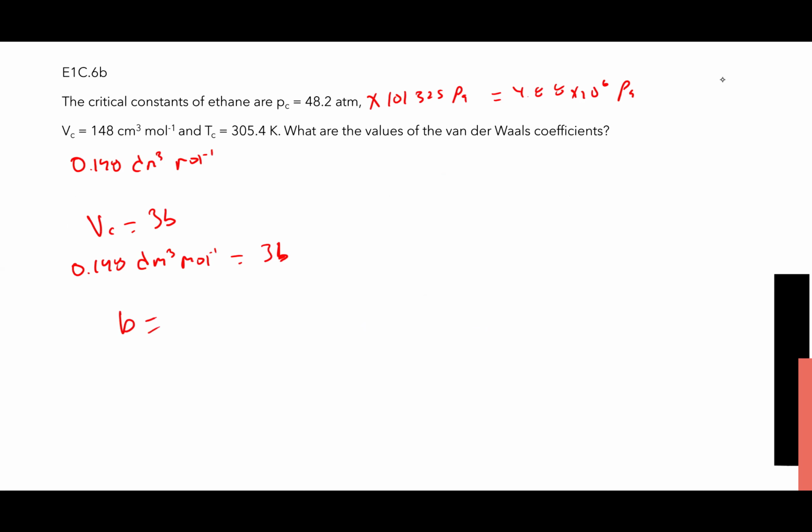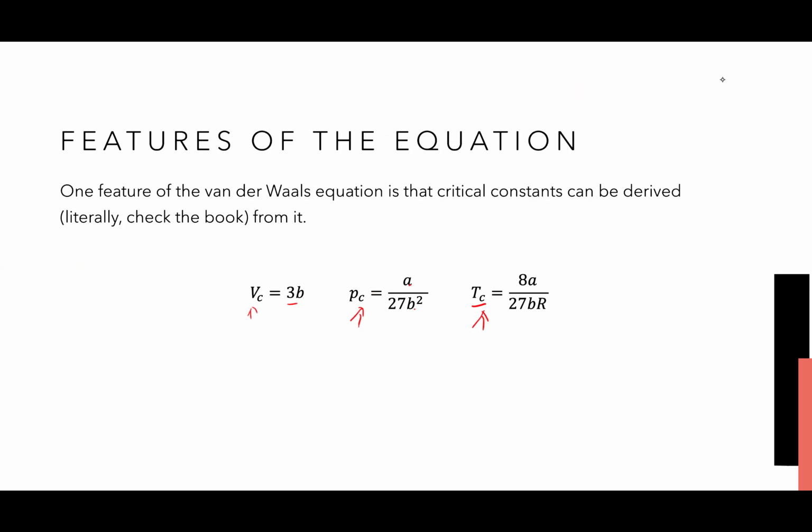And our B is simply going to be 0.148 divided by 3, which is 0.0493. In this case, the units are decimeters cubed per mole. That was pretty easy. We got B. Now for A, we have two choices. We can either use the critical pressure, or we can use the critical temperature.